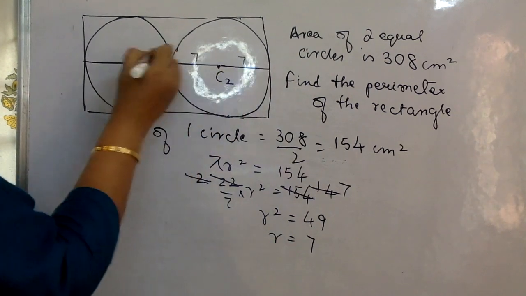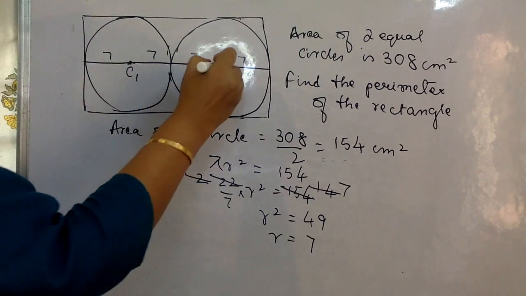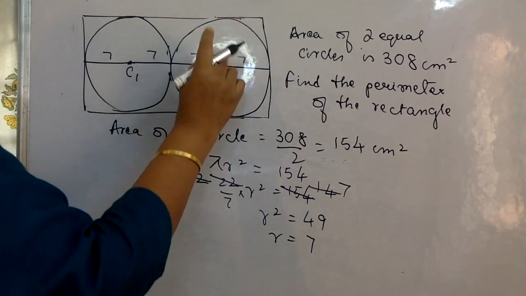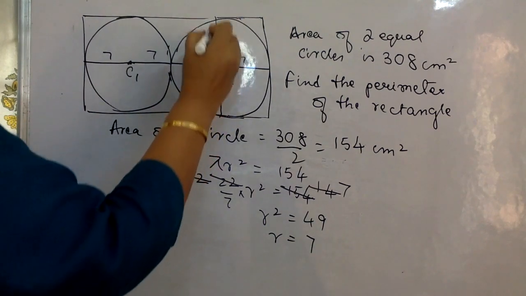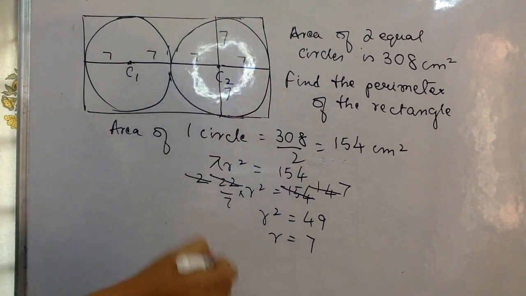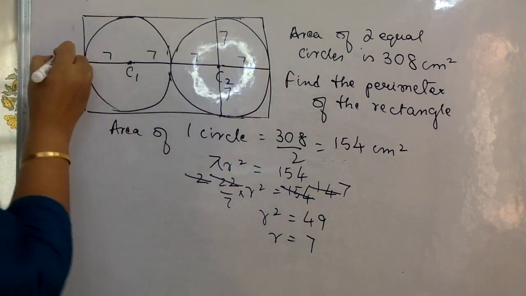So 7, 7, 7 and 7. This way how many 7s? 1 and 2 because it is touching. So 7 and 7. So this way it is 14, right?